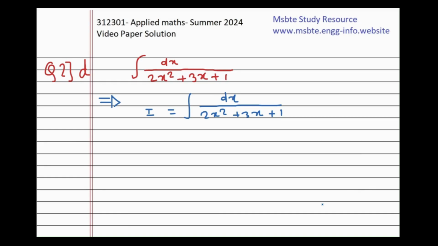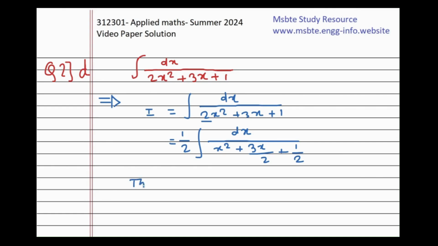Let us solve this question 2D. This question is an algebraic function, and for an algebraic expression we need to complete the square. So we take this 2 out, 1 by 2, take out common, integration of dx upon. When we take common, we actually divide each term by that common term: x square plus 3x by 2 plus 1 by 2.